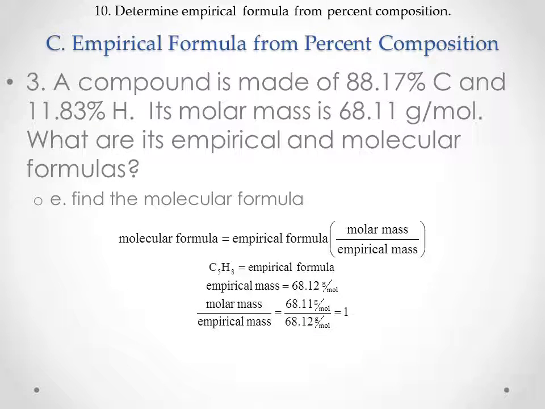The ratio of the molar mass to the empirical mass is 1. 68.11 divided by 68.12. Again, your calculator is not going to tell you exactly 1, but it's going to be really, really close to 1. So much so that that's what it is. If there was no measurement error, no rounding error, it would be exactly 1. So what that tells us is the molecular formula is the same as the empirical formula. There are the same number of atoms in the molecular formula as there are in the empirical. So our molecular formula is simply C5H8.